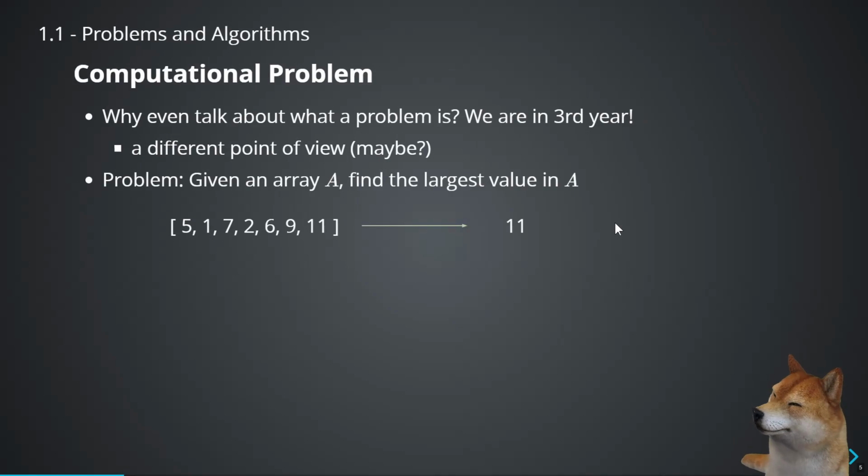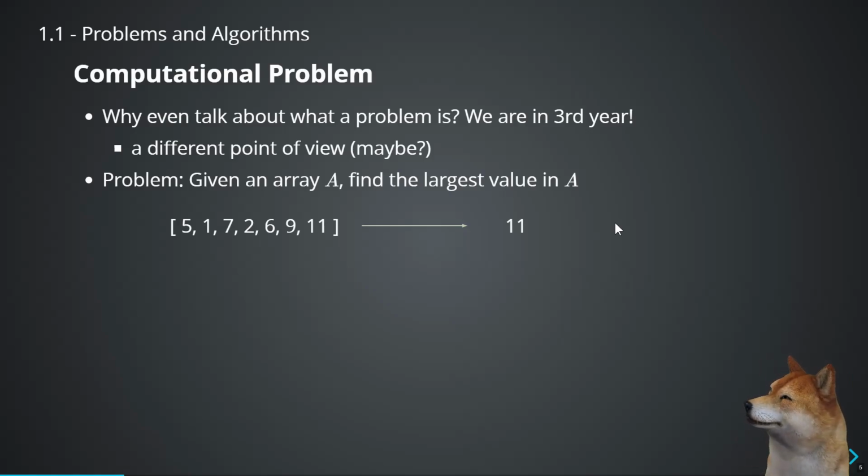Now, computational problem. Why do we even talk about it? Well, like I said, I want to give you a different point of view. Maybe you already think like this, which is great. That's fine. But if you haven't, hopefully this introduces a new way of thinking about problems.